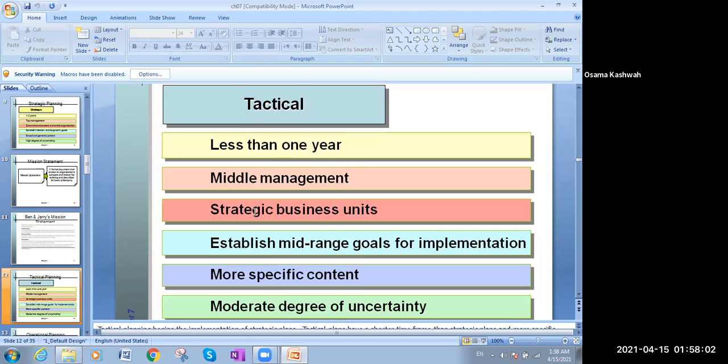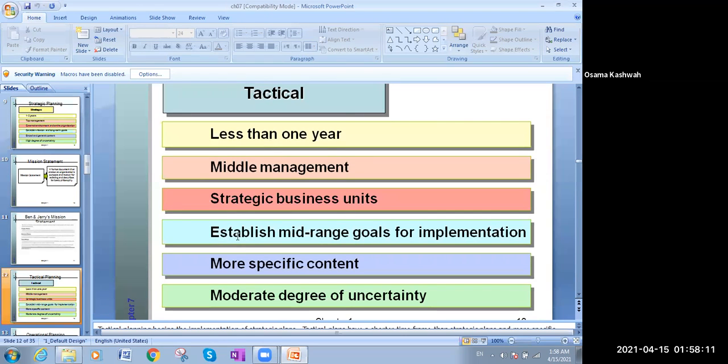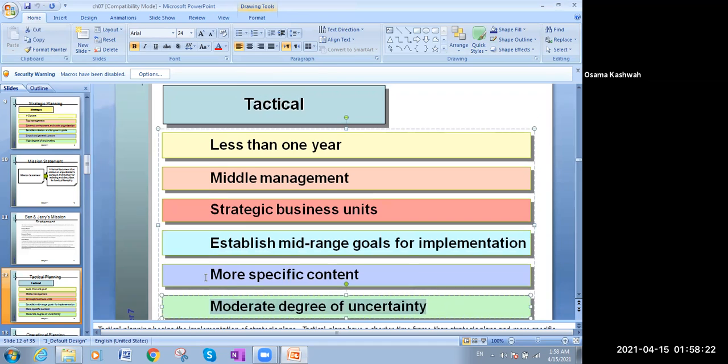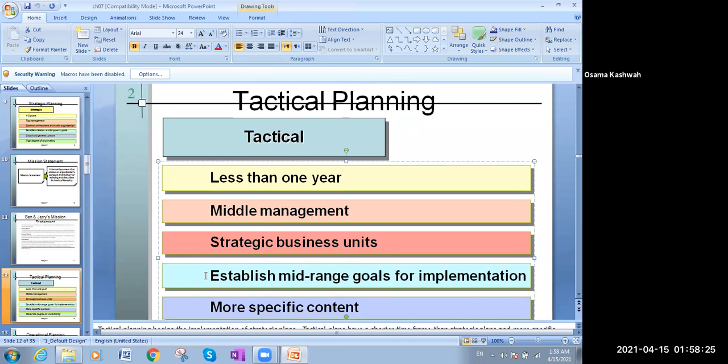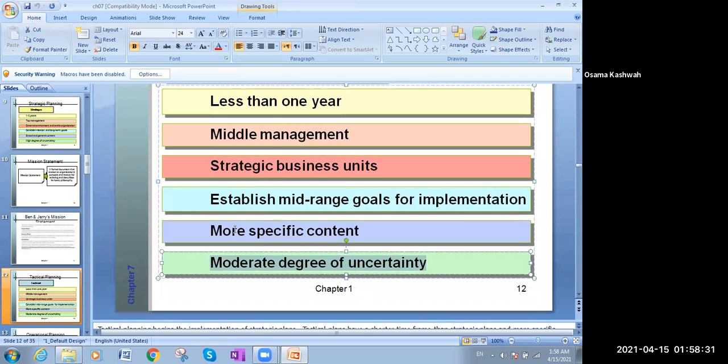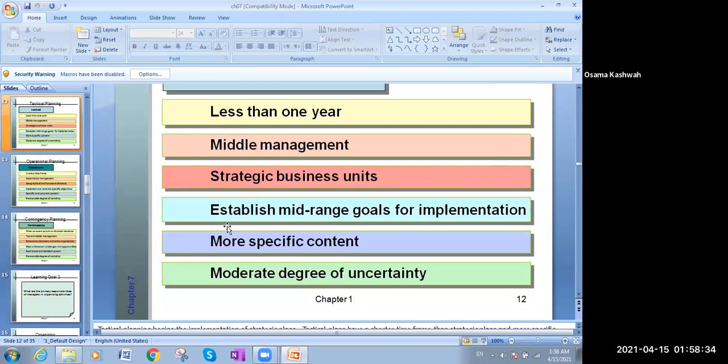like the strategic. The strategic should be done by the top management, but here it is done by the middle management. Establish mid-range goals of implementation, more specific contents because it's specific and detailed, moderate degree of uncertainty. Yes, if the strategic plan takes a long time, it's very risky. The tactical is moderate because the time span is less than the strategic. In the tactical, the time is less. For that reason, we find the risk is lower as well.